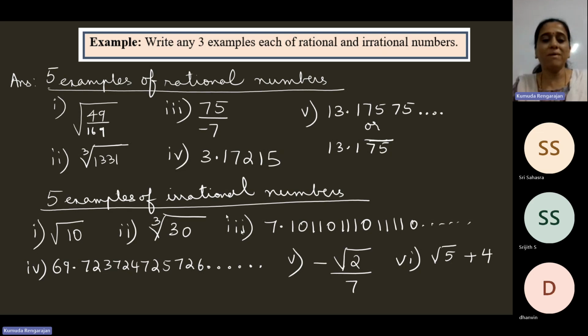No pattern means it's not rational. One digit or a set of digits should repeat.